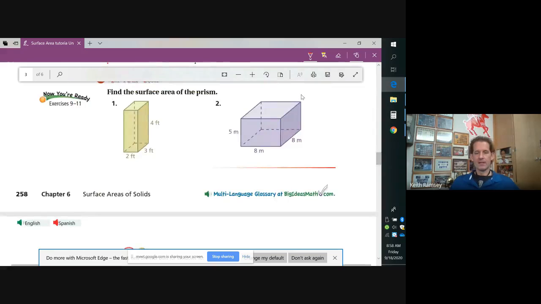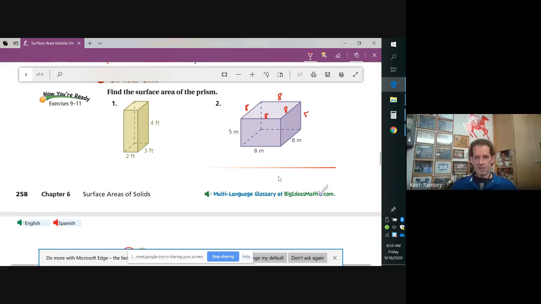Okay, let's label this together. So if this side is 5, then this is going to be 5. If this long side is 8 right over here, then so is this. And so is this. If the front base right here is 8, then so is this right here and right here, okay?